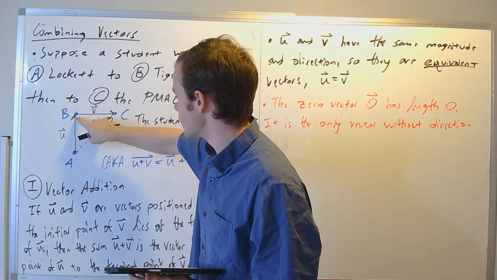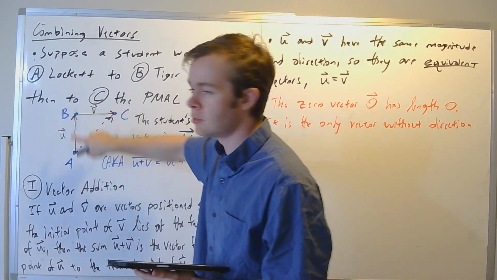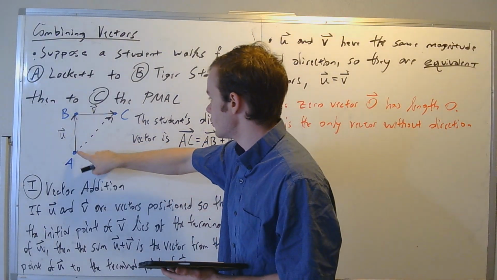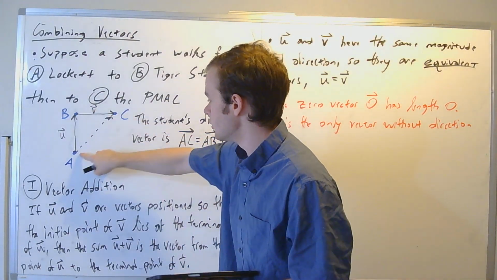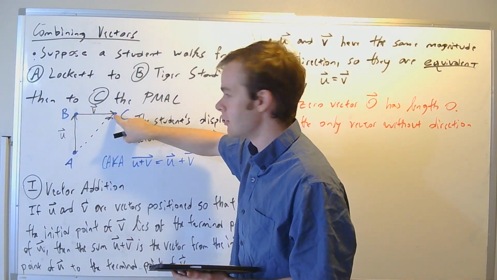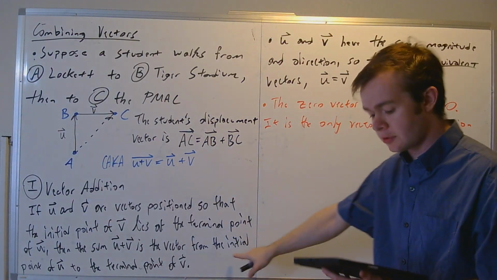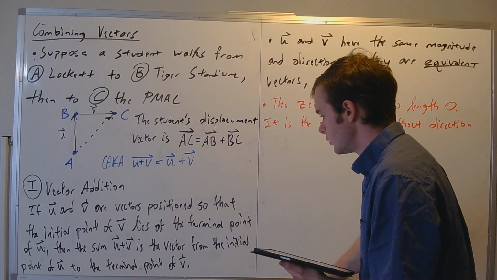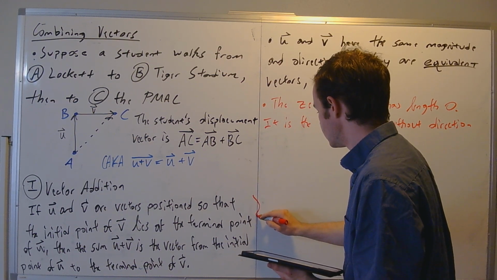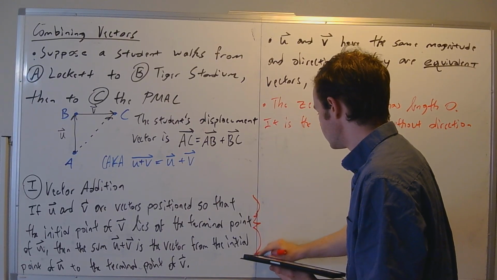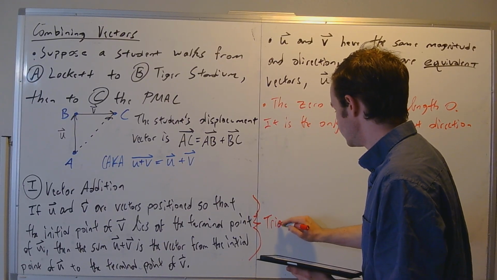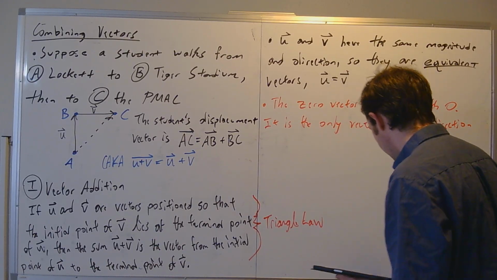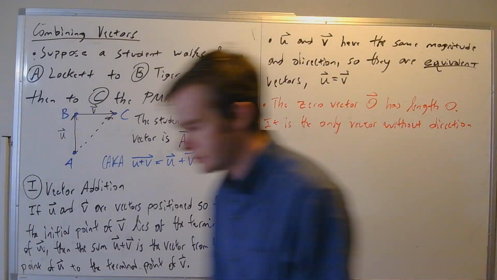So if we've got this vector and then this vector such that its initial point is the ending point of the previous vector, then the way you add these two is just by drawing the straight line from the beginning of the first to the end of the second vector. Right, so that's all that's saying there. I'll say that this here is called the triangle law because it kind of makes a triangle, right? So I'll draw another example of this.